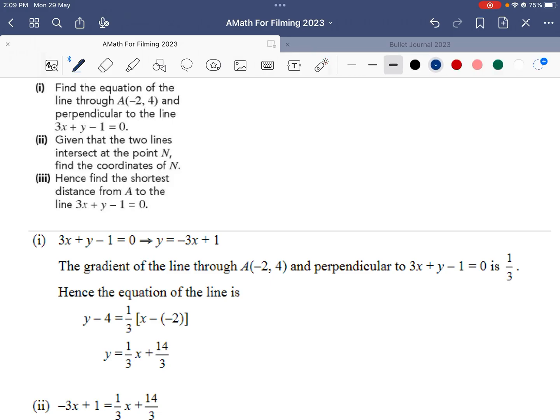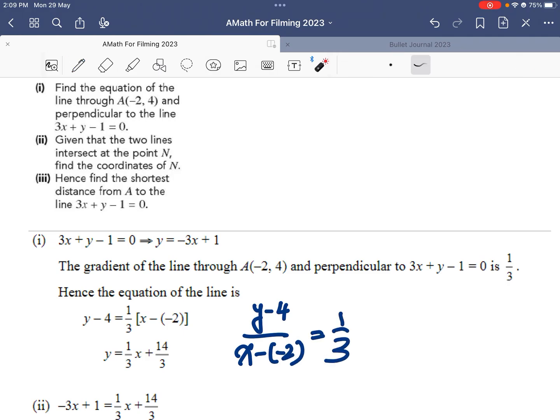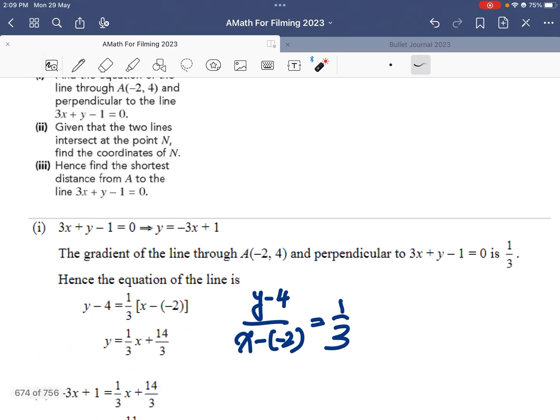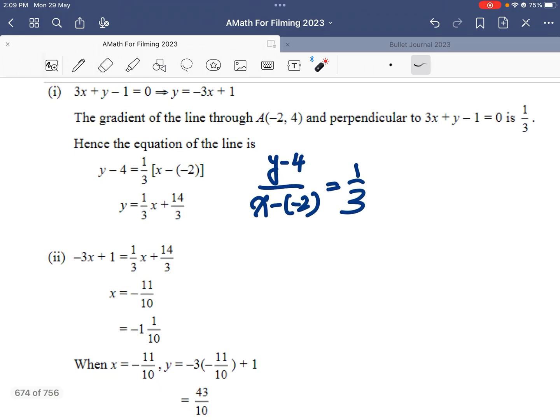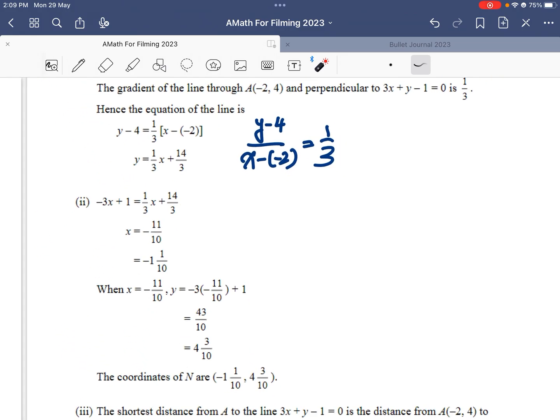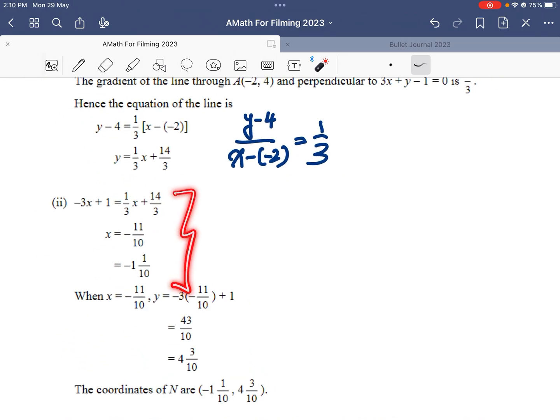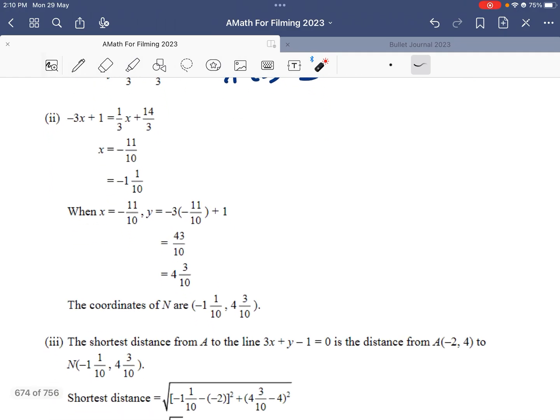So I can apply my formula. Through A, y minus 4 over x minus negative 2 is equal to 1/3. Simplifying will give you y equals 1/3 x plus 14 over 3. Now, if the two lines intersect at the point N, what we are hoping to do is solve simultaneously. If you just solve the lines simultaneously, we'll get x equals negative 1.1 and y equals 4.3, or 4 and 3 over 10.